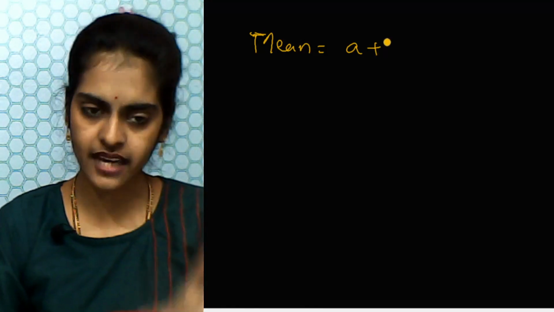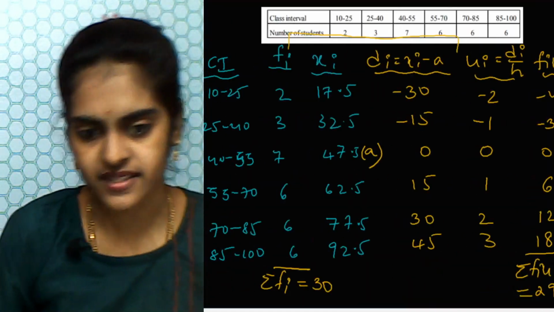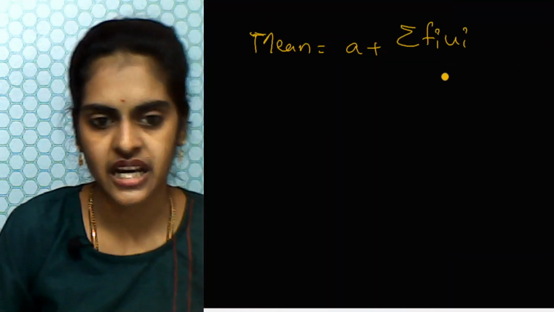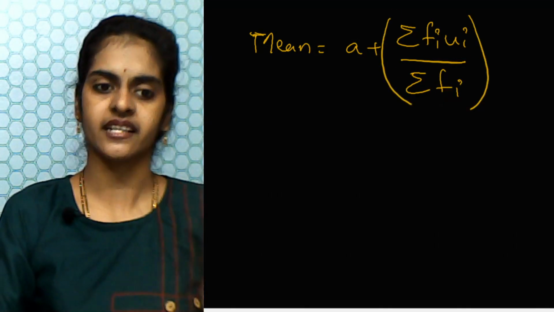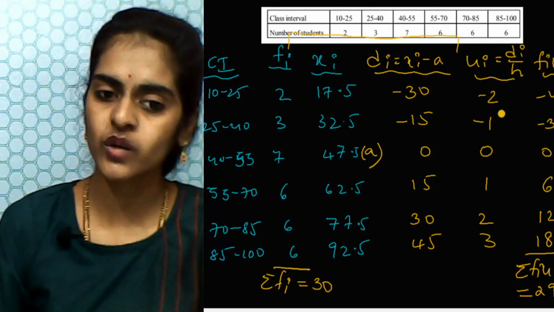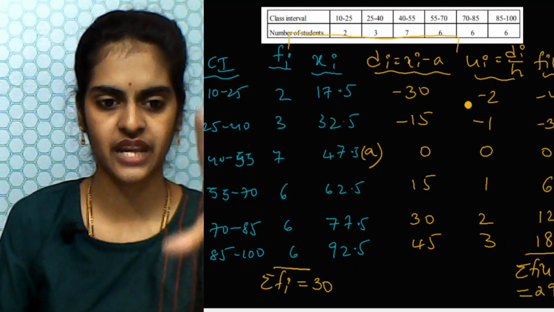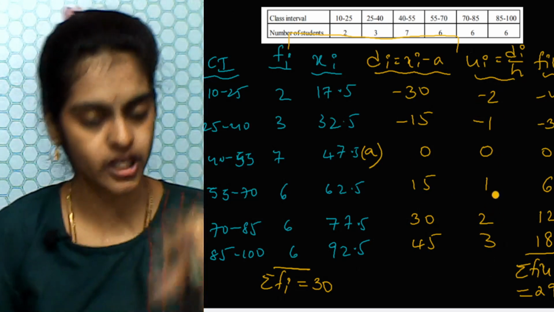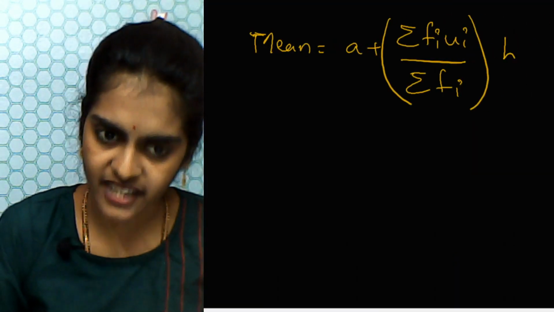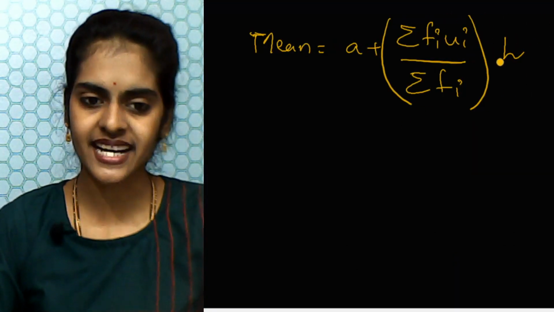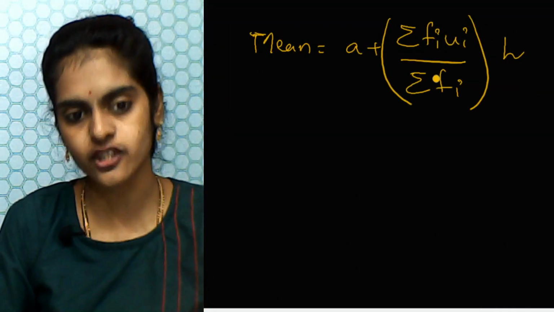Okay, you have taken the summation of fiui, so that you will write sigma fiui divided by sigma fi. Okay, so this is same. And here if you see, I did one more extra step: I have divided the entire thing by h. All the deviations are divided by h. So to balance it I will multiply this by h. Since I divided all the deviations by h, I will multiply here by h to balance it.